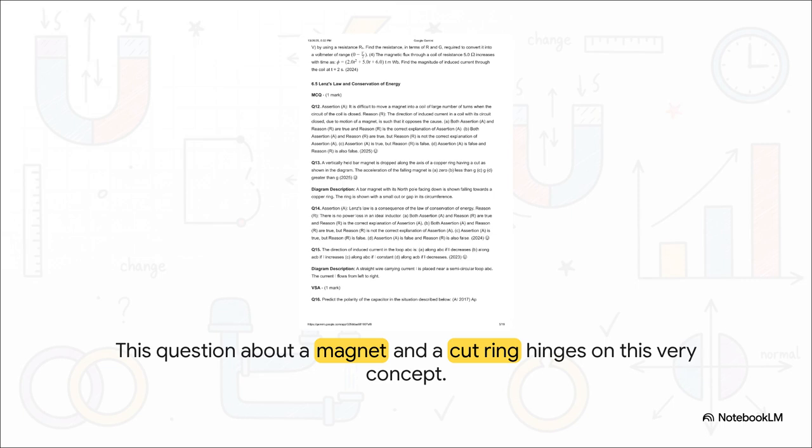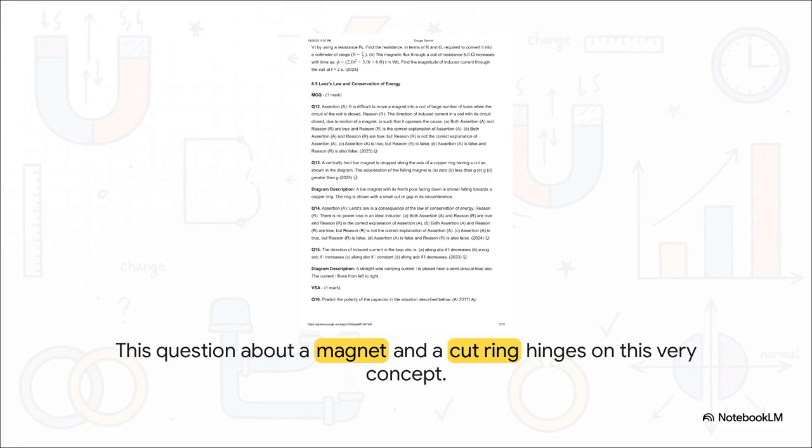Check out this assertion reason question. You've got a magnet falling through a copper ring, but look closely. The ring has a cut in it. That cut makes it an open circuit. So let's break it down. Is an EMF induced? Absolutely. The magnetic flux is changing as the magnet falls.